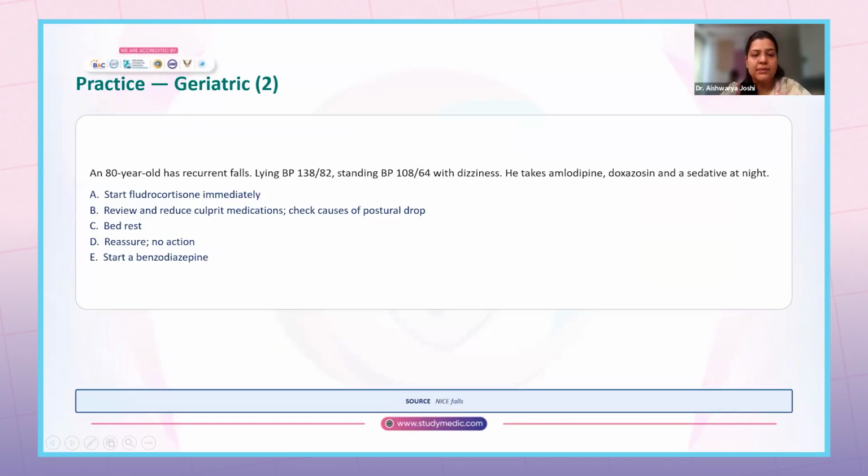An 80-year-old has recurrent falls. Lying BP is 138/82. Standing BP is 108/64 with dizziness. So when he got up from lying to standing position, he had dizziness. He takes amlodipine, doxazosin, and a sedative at night. What is the treatment?